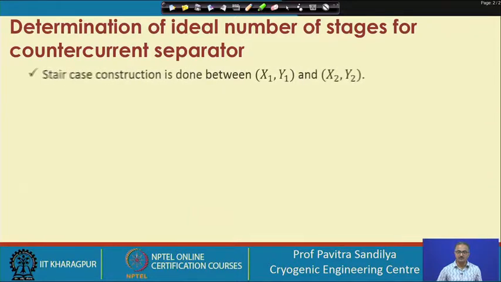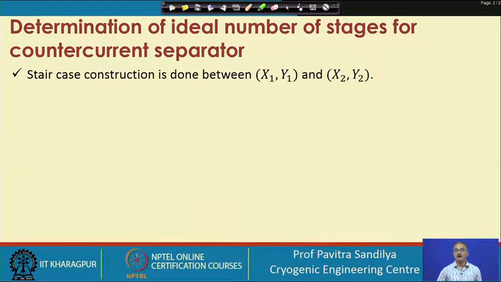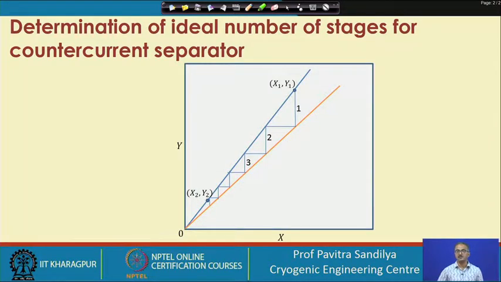Once we have known this, as we have done in case of binary distillation column analysis, we can also make some kind of staircase construction. This I shall not explain; you can refer back to the lecture on binary distillation. Here we simply do that, assuming that the transfer is from V to L.